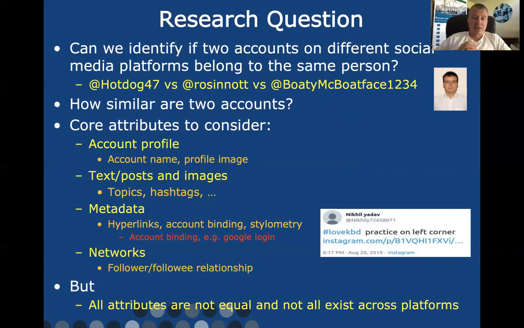One of the challenges in this, though, is that not all of these attributes are in all platforms. And so we have to deal with that situation. All of these platforms have various levels of information they capture about the individuals themselves.